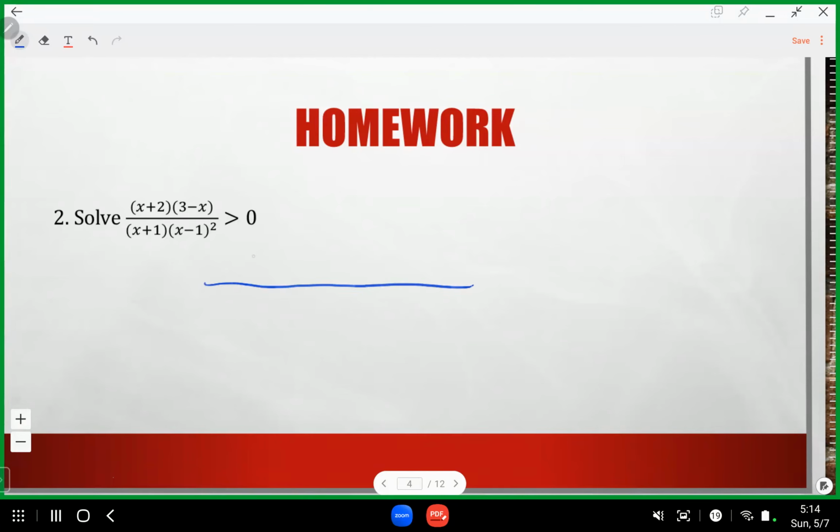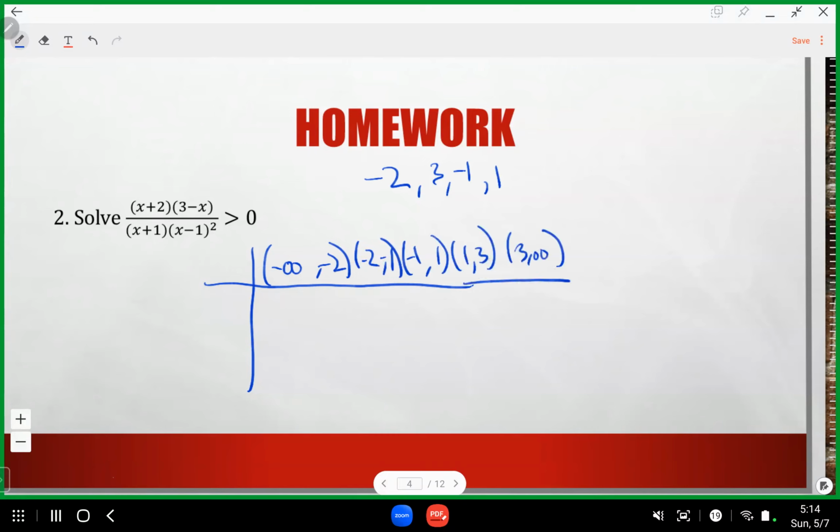So this one, you need to make a sign chart. First, you need to find where the graph is equal to 0, right? And that is at -2, 3, -1, and 1. So you need to make all of those intervals, excluding those points. So let's just do that right now. Negative infinity to -2, -2 to -1, -1 to 1, 1 to 3, 3 to infinity. These are all the intervals excluding the zeros. Then we can look at our sign chart here.